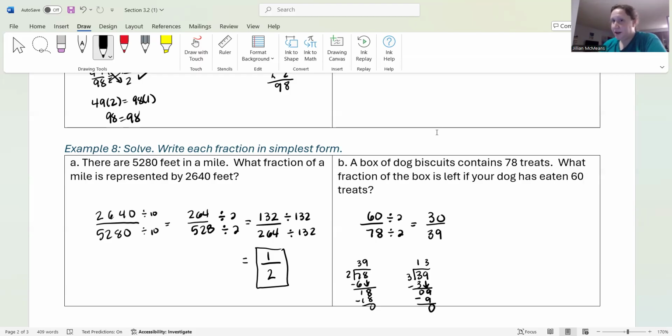So 39, again, you might feel a little weird, but it can be reduced further. So we divide top and bottom by 3. Well, 30 divided by 3 is 10. 39 divided by 3 we already know is 13. There are no common factors. The only factors of 10 are 10, 5, and 2. None of those are factors of 13. So our final answer is 10 13ths. Your dog has eaten 10 13ths of that box of treats.